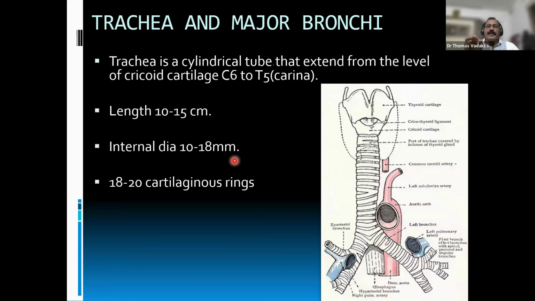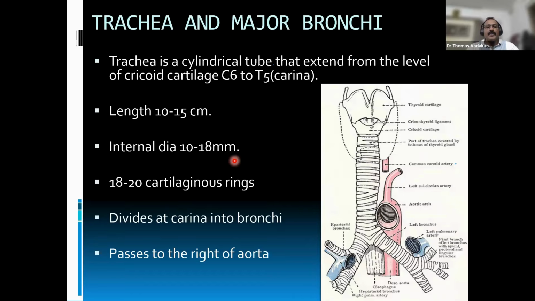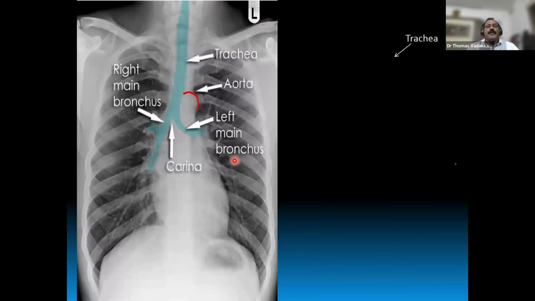So cartilage calcification is also important, and the trachea divides at the cardiac level into the right and left main bronchus. And remember that it passes to the right of the aorta. Now you can see this shaded one is the trachea. You can see the right bronchus is continuous with the trachea, so the aspiration possibility is more on the right side, especially when the patient is standing up. And the left is a little more obliquely placed, and it is divided again into the upper lobe and lower lobe.